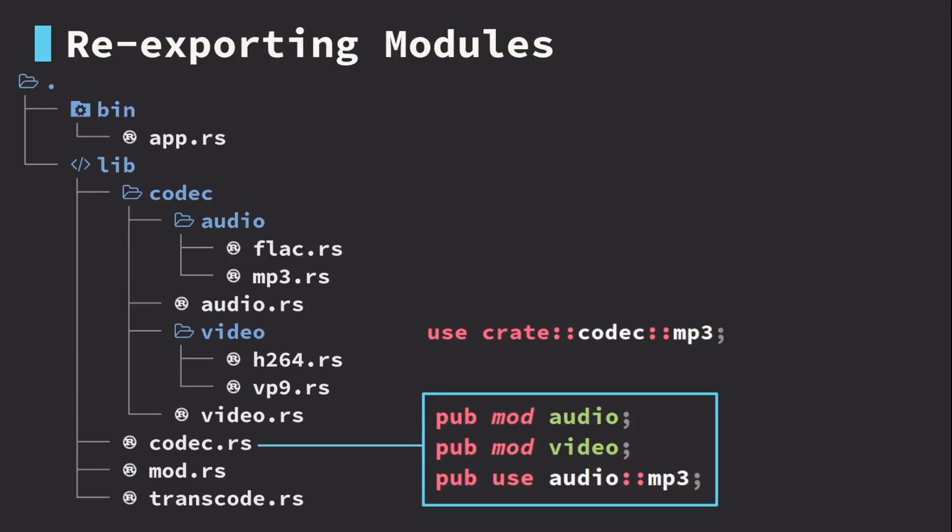In this example, we can see that we're taking a look at the codec.rs file source code, and we have a pub use line here. So we have our audio and video modules declared, and then we're also pub using audio MP3. This pub use is re-exporting the MP3 module to the same namespace as codec.rs. And what this means is we'll be able to access this MP3 module directly from codec here. So we'll be able to do a use crate codec MP3 instead of having to go through the audio library here.